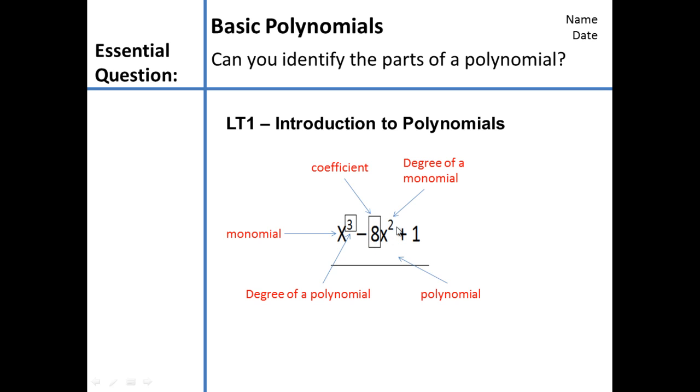This little exponent 2 that we see here is called the degree of the monomial. It's essentially the exponent part of your term. And then we end with this exponent of 3, which we call the degree of a polynomial. So the degree of a polynomial is the highest exponent among all of the monomials of your polynomial.